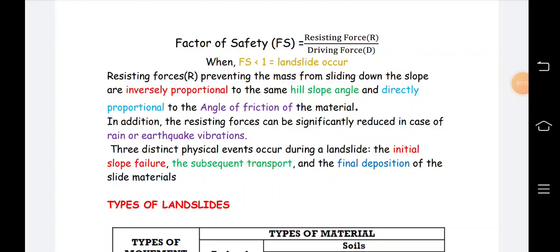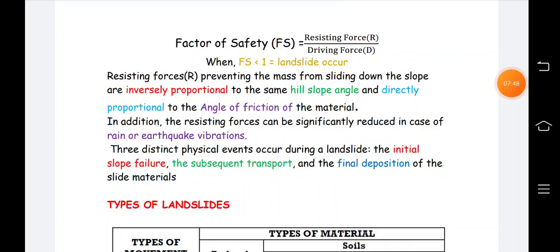This resisting force prevents the mass from sliding down the slope, and it is inversely proportional to the slope angle and directly proportional to the angle of friction of the material. In addition to this, resisting force can be significantly reduced in the case of rain or earthquake vibrations. So three distinct physical events occur during a landslide: the initial slope failure, then the subsequent transport, and final deposition of the slide materials. Okay, so there are three phases of the landslide.